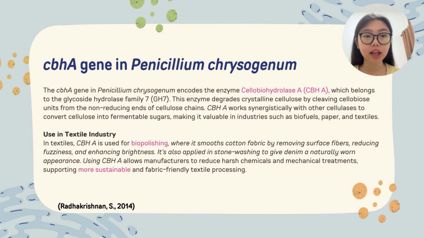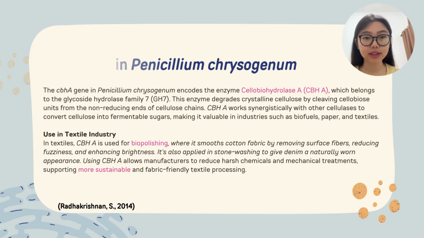In textiles, cbHA is used for biopolishing, where it smooths cotton fabric by removing surface fibers, reducing fuzziness, and enhancing brightness. It's also applied in stonewashing to give denim a naturally worn appearance. Using cbHA allows manufacturers to reduce harsh chemicals and mechanical treatments, supporting more sustainable and fabric-friendly textile processing.